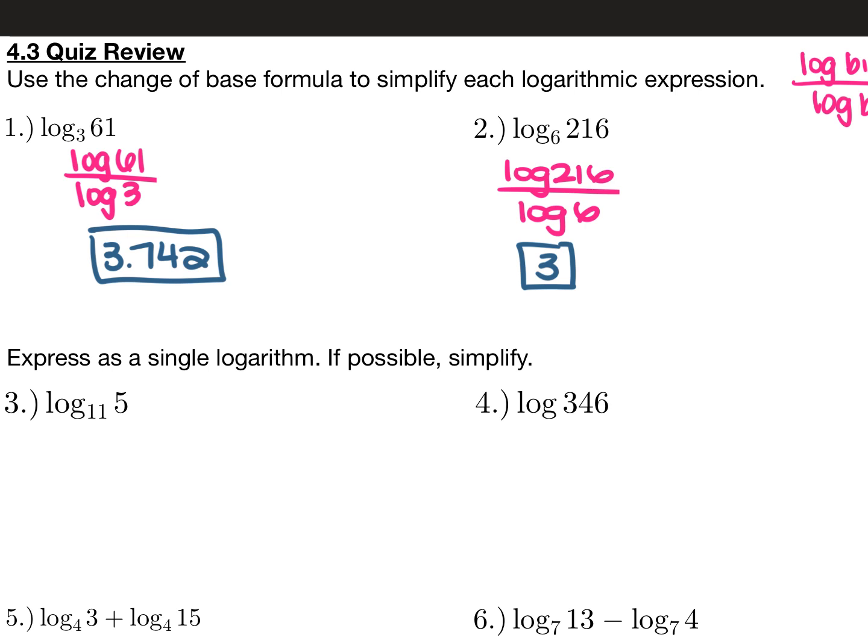The directions for your next 2 questions are actually for number 5, 6, and so on. So 3 and 4 are both using the change of base formula to simplify. For 3, you have log 11 of 5. So this one, you're going to just do the log of 5 divided by log of 11. And this gives you 0.671.